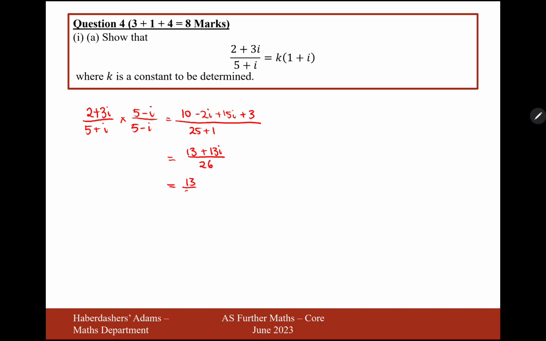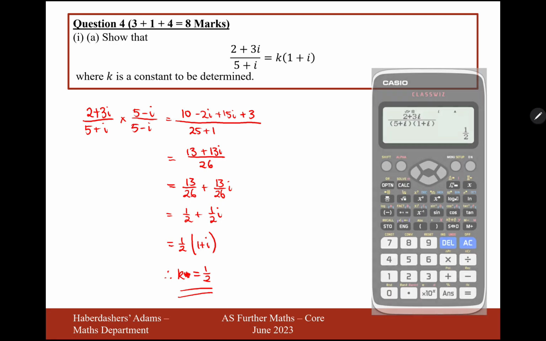Separate these as two separate fractions, and we get a half plus a half i. So therefore that must mean that if I factorise out a half, we get a half brackets 1 plus i. So therefore it must be the case that k equals a half. And there we are.